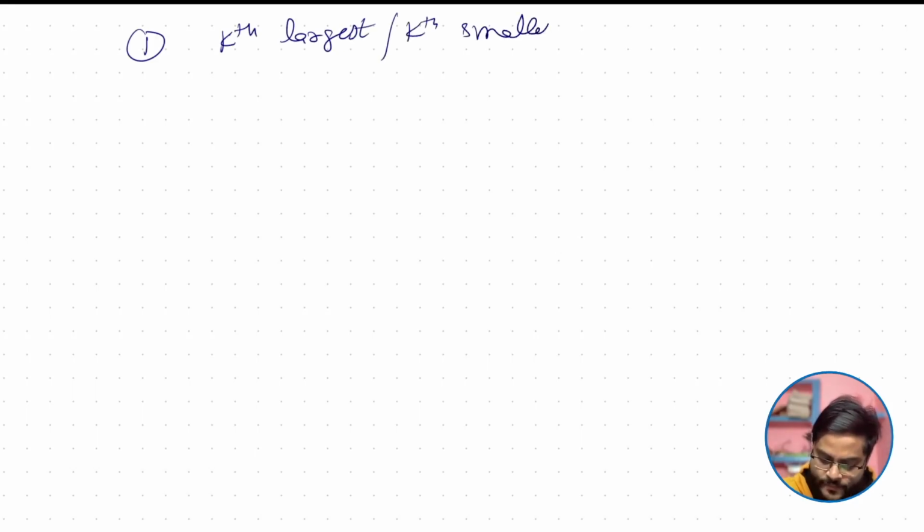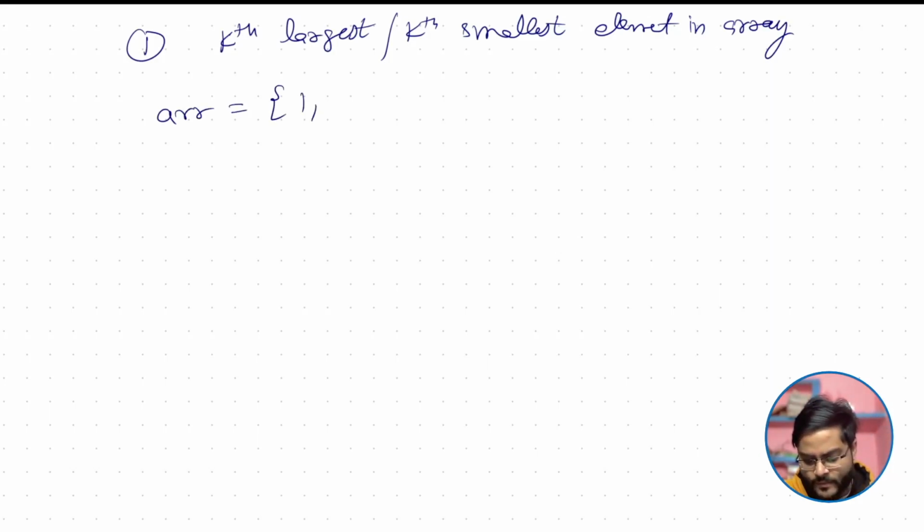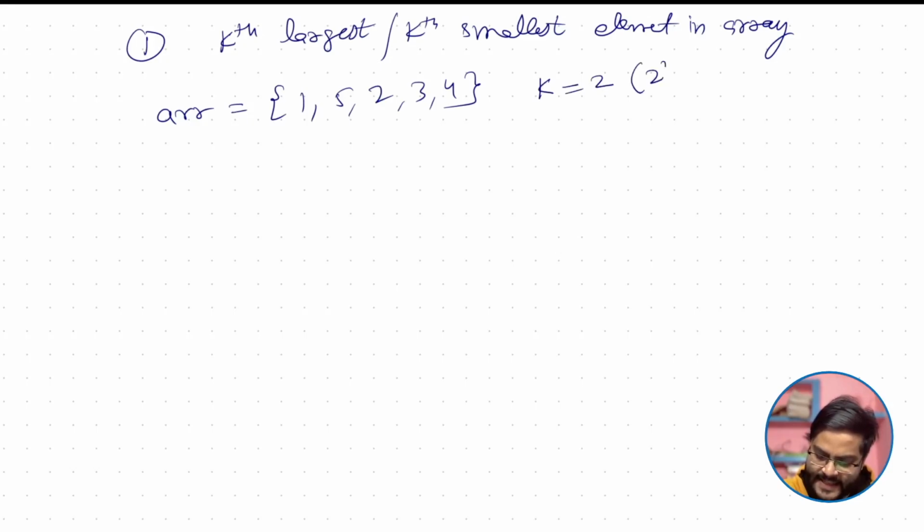So your first problem is find kth largest or kth smallest element in array. Okay, so let's say we have an array like 1, 5, 2, 3, 4. And we want to find second largest, k equals 2. That means second largest. The very first approach that comes to your mind is we can do sorting.